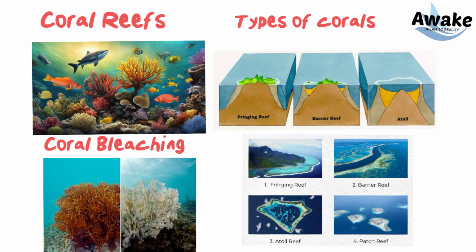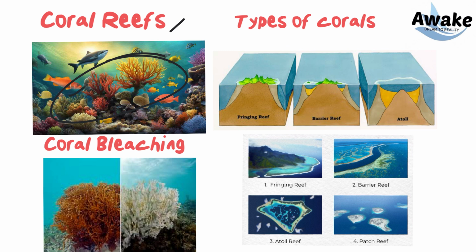Then the next term is coral reefs. Coral reefs are underwater structures. These are composed of colonial marine invertebrates. As you can see here, these are the coral structures present in the ocean. Usually they are in a mutualistic relationship. Here coral animals are associated with algae. The algae provide the coloration to the corals.